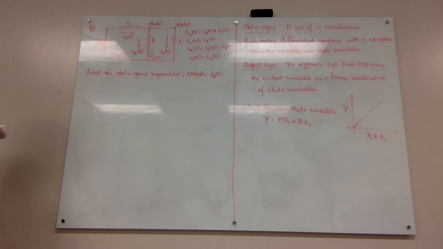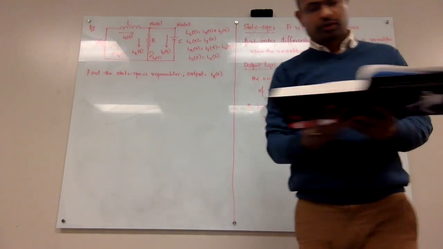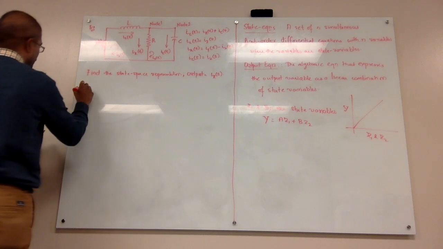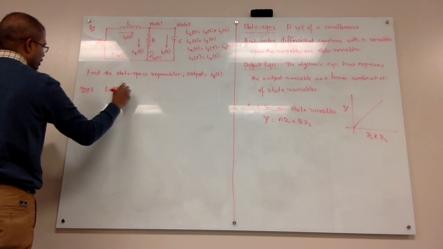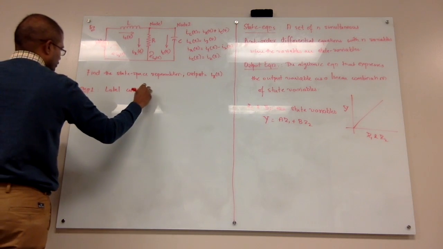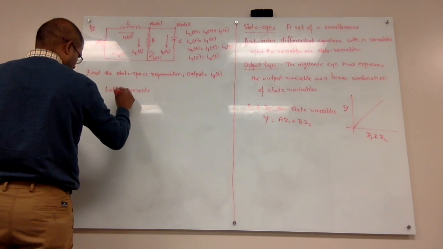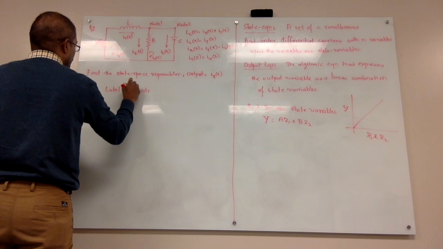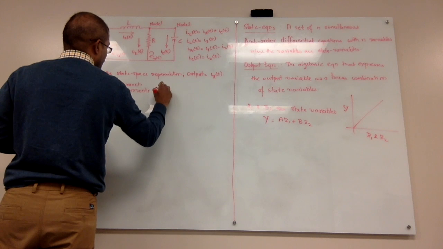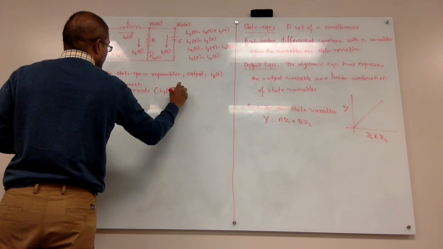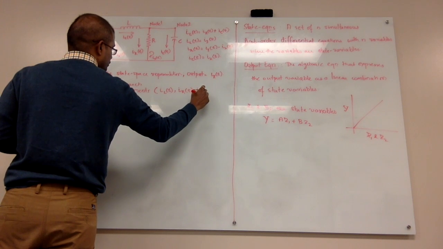So when you're doing a state space representation of an electrical network, the first step is to label the currents, called the branch currents. Here they are IL of t, IR of t, IC of t.